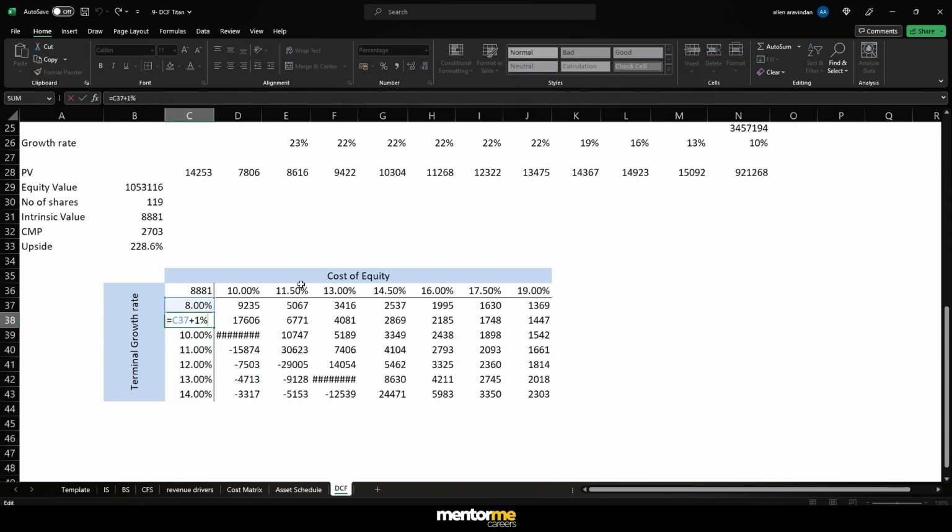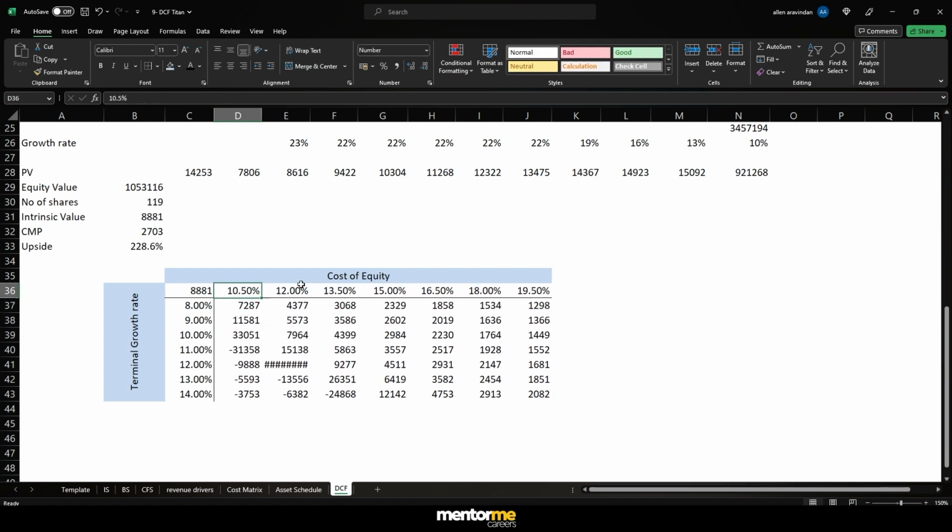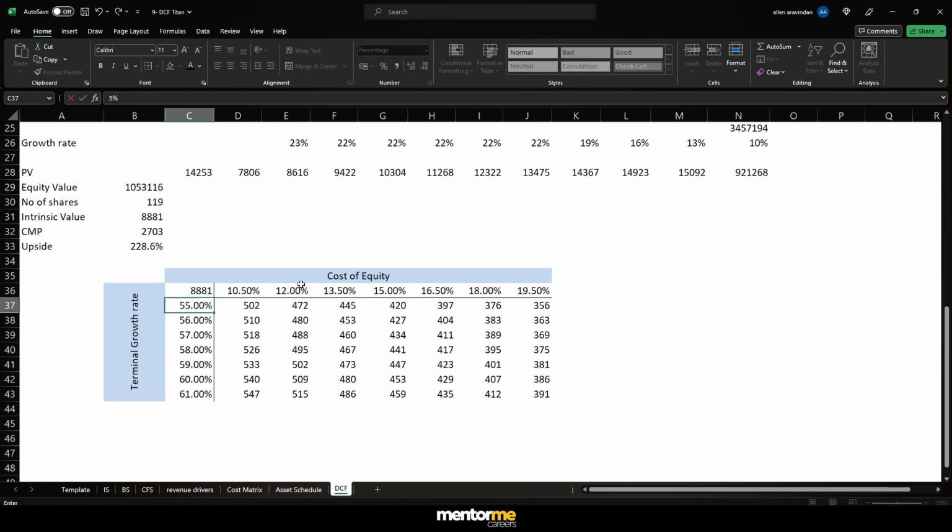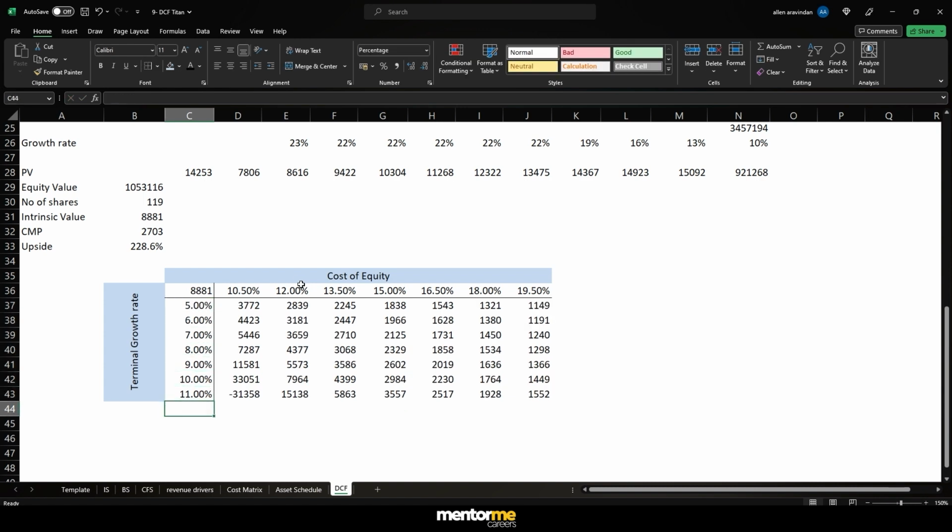So let's keep it at 8, 9, 10 is again not making sense. So we can start this from 10.5% then, right? In fact, what we can do is we can start with 5% as well. Yeah, so then we don't have much errors out here, right?